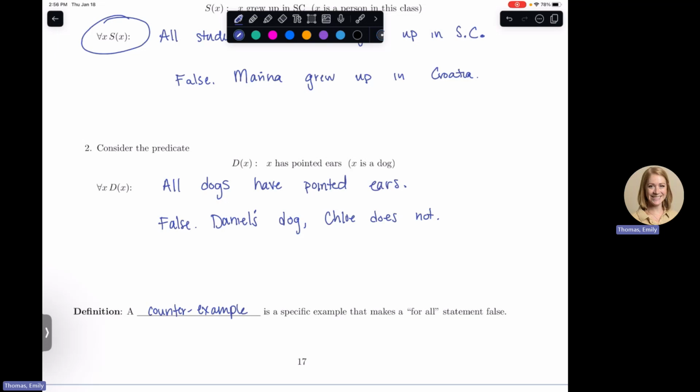Every meal in the caf is gross. Wait, what about chicken nuggets on Fridays? That's delicious, right? So you have a counterexample, so somebody can't say that all meals in the caf are gross. Good?